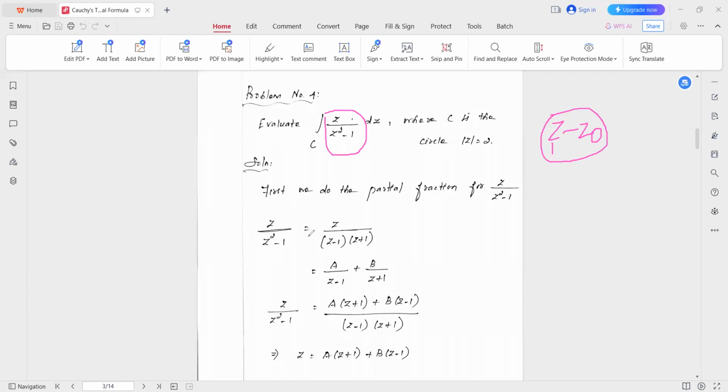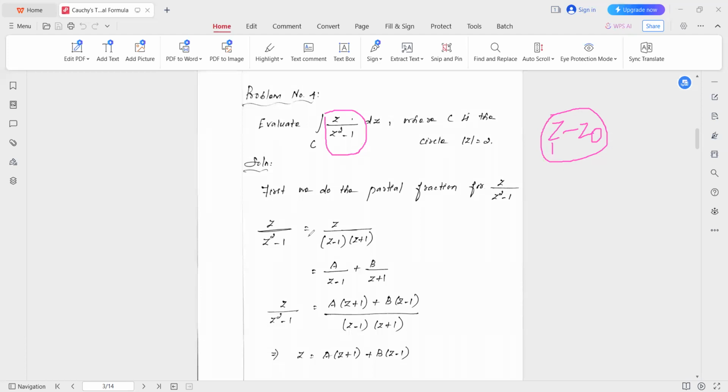a square minus b square can be written as a minus b into a plus b. So the same formula we are applying here. z square minus 1 is equal to z minus 1 into z plus 1. z minus 1 is an equation of degree 1 and z plus 1 is an equation of degree 1, so they are linear equations, not fractions, linear equations.